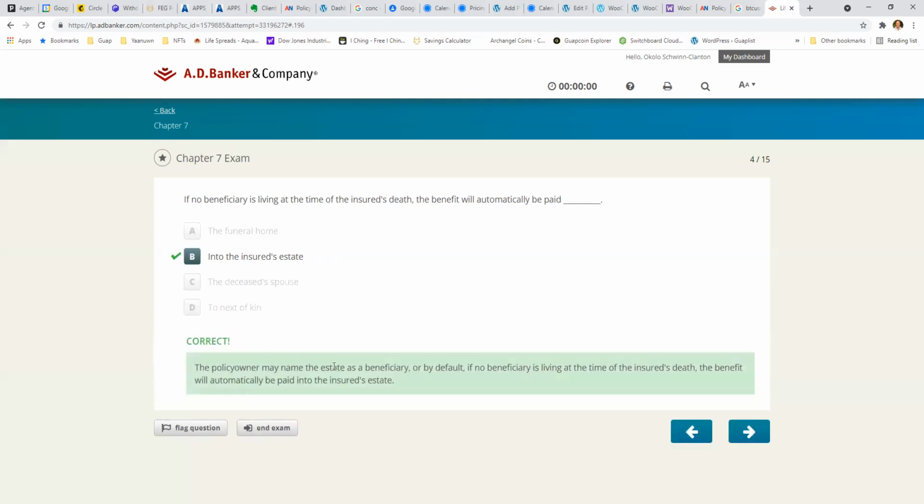Policy owner may name the estate as a beneficiary or by default, if no beneficiary is living at the time of the insured's death, the benefit will automatically be paid into the insured's estate.